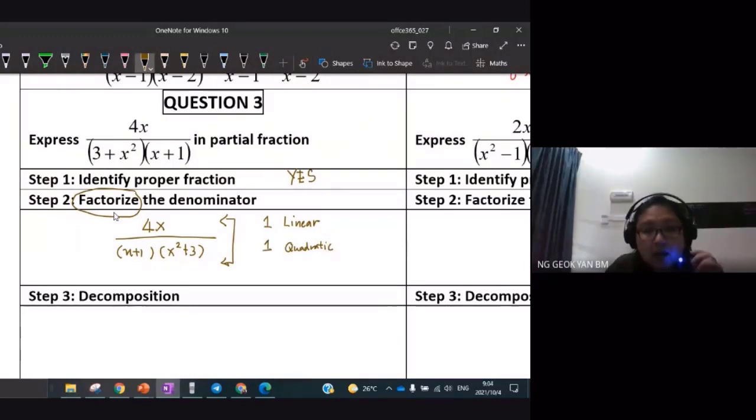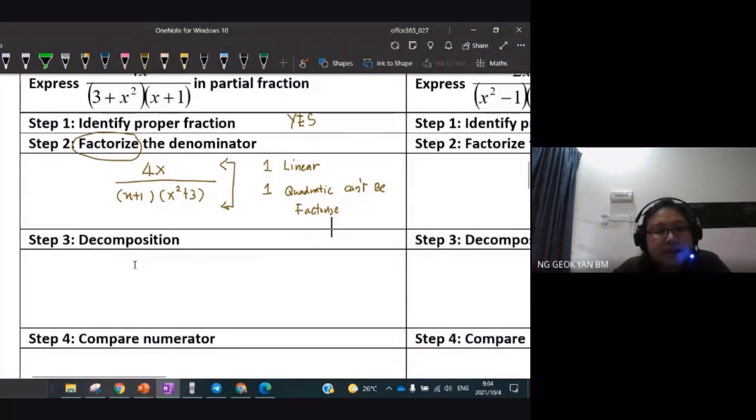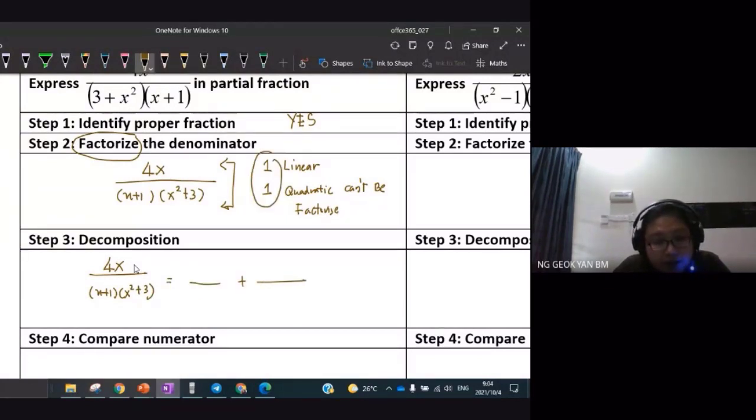Ini jangan salah. Quadratic cannot be factorized. Okay, kalau anda dah biasa, then you can write it as a QCBF lah. Factorize. Okay, so how about the decomposition? So rewrite again, 4x over x plus 1, x squared plus 3. So it becomes 2 fractions. Okay, because from here, you have 2 fractions. Linear x plus 1 as A, x squared plus 3 as a quadratic. So here will be bx plus c.